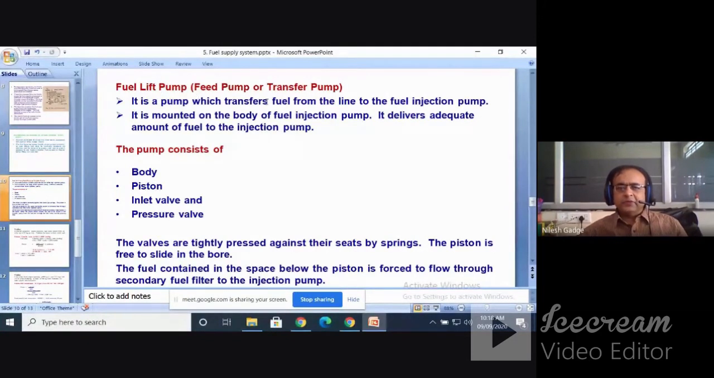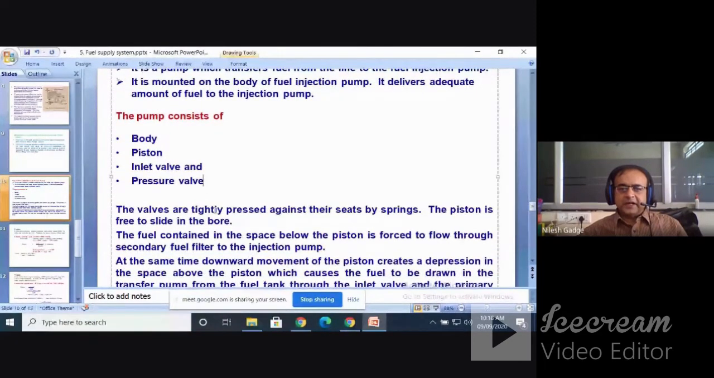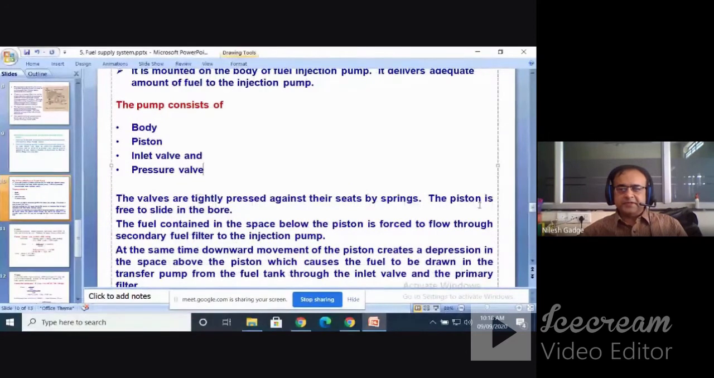It is a pump which transfers fuel from the line to the fuel injection pump. It is mounted on the body of the fuel injection pump. It delivers an adequate amount of fuel to the fuel injection pump. It has a body, pump, inlet valve and pressure valve. The valves are tightly pressed against their seats by springs. The piston is free to slide in the bore.